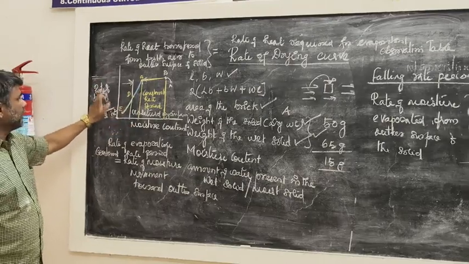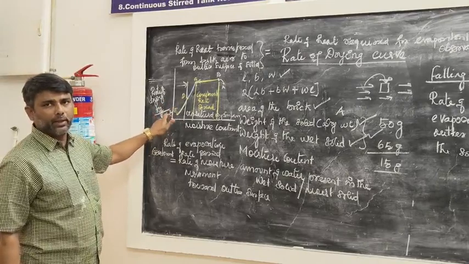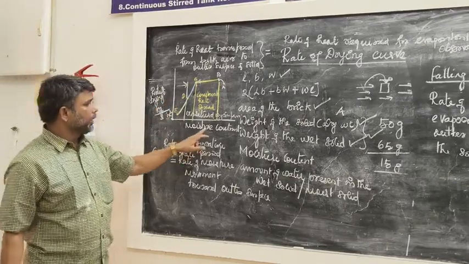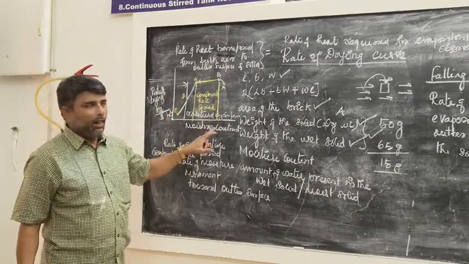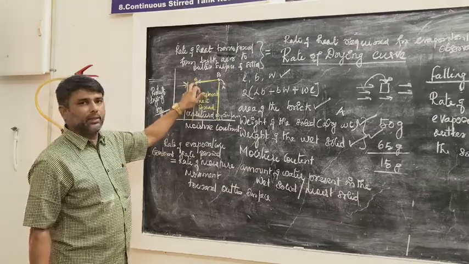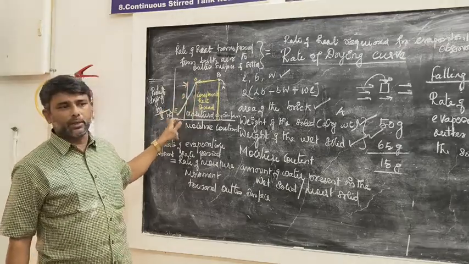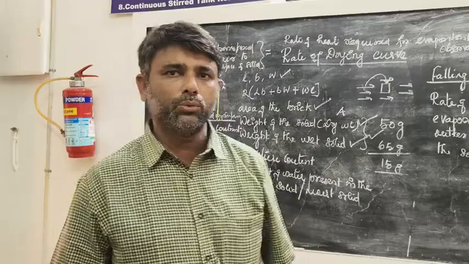On the y-axis is the rate of drying, that means kg per second per meter square, rate per unit area, the drying flux. On the x-axis, moisture content. Clear? B to C is the constant rate period. The end of C is called the critical moisture content, and the end of E is the equilibrium moisture content. We will discuss it later.